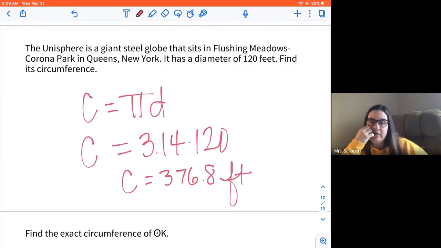Now, I want you to use 3.14 for pi unless it specifies otherwise, okay? So use 3.14 for pi unless it specifies otherwise. That'll help keep our answers a little bit closer in check.